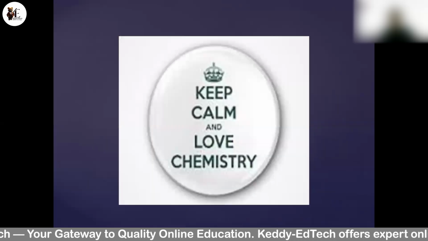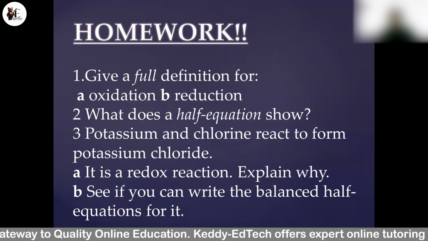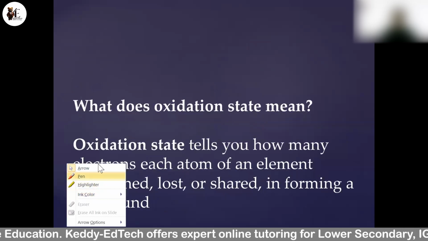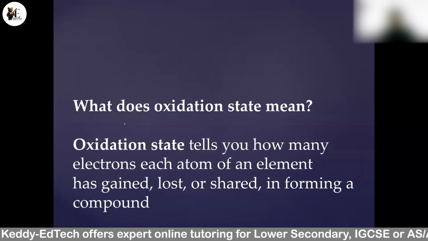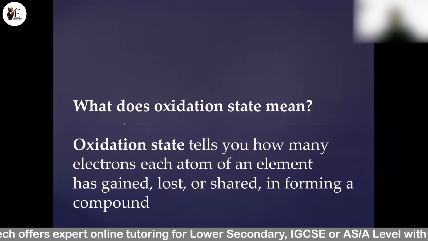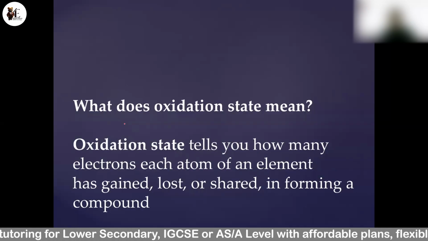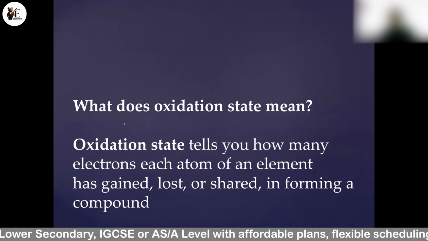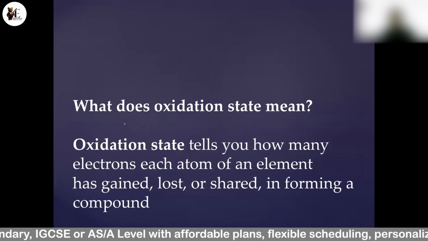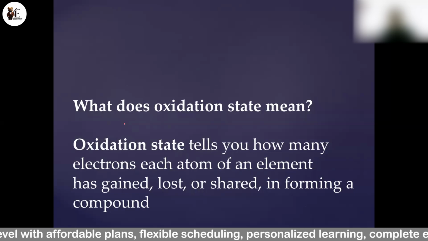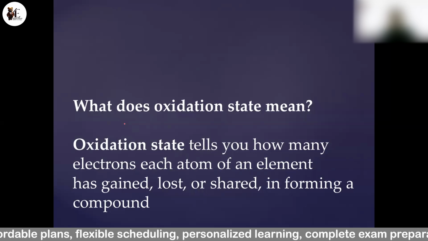Okay. So next we are going to discuss the oxidation state. What does oxidation state mean? You can identify a reaction: if the reaction is gaining oxygen, you can say that it is oxidation. If a reaction is losing oxygen, you can say that it is reduction. If there is a loss of electrons, it is oxidation. If there is a gain of electrons, it is reduction.